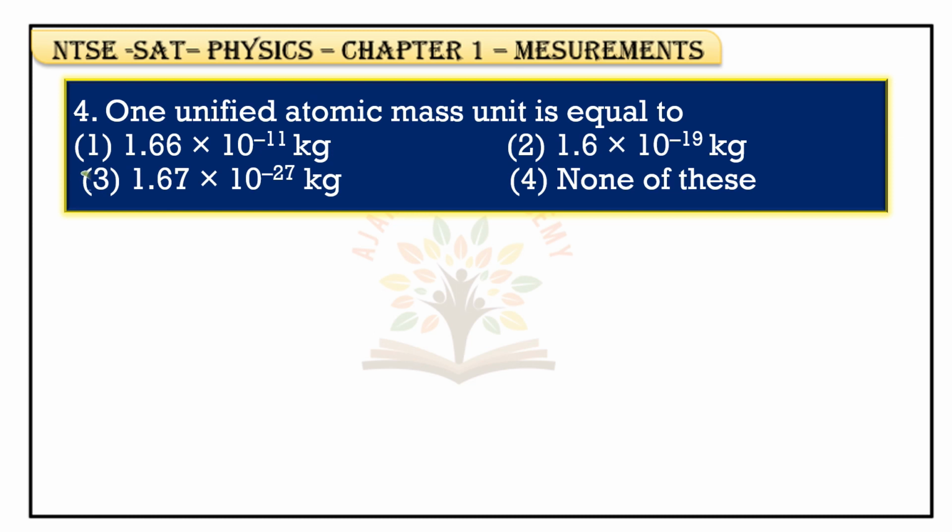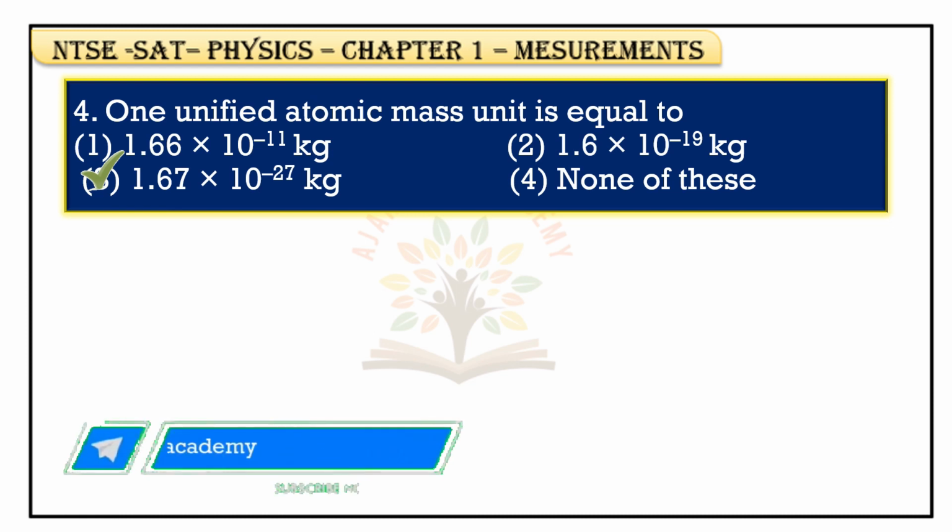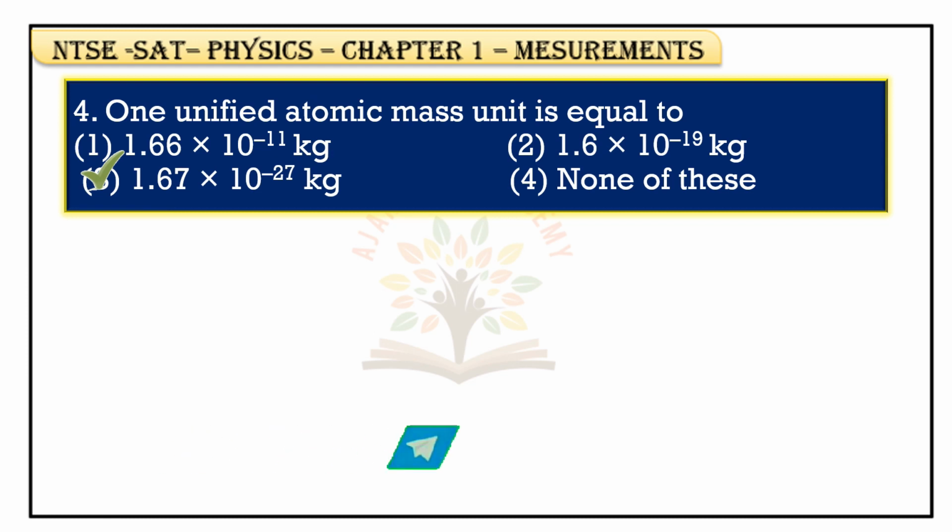Next, 1 unified atomic mass unit is equal to 1.67 into 10 to the power of minus 27 kilogram. So this is AMU, atomic mass unit. 1 AMU is equals to 1.67 into 10 to the power of minus 27 kilogram. Third option is correct. Okay.